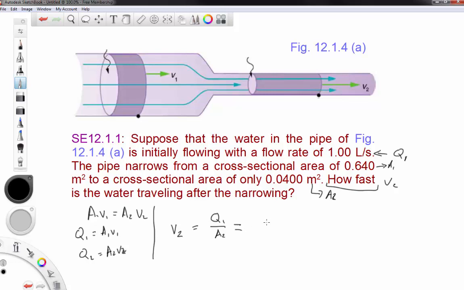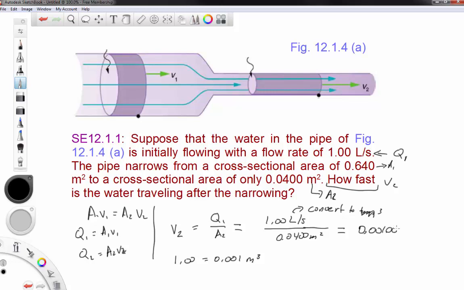Therefore, V2 should be 1.00 liters per second divided by 0.0400 square meters. Well, what is 1.00 liters per second in a more useful unit? We need to convert this into cubic meters. So convert to meters cubed. 1 liter is equal to 0.001 cubic meters, so this right here is 0.001 meters cubed per second. We're dividing that by just 0.04 meters squared.